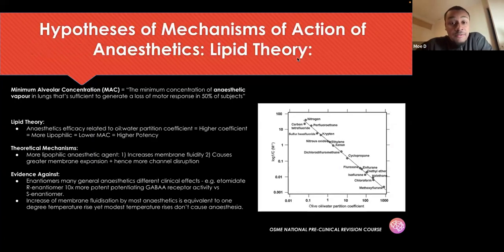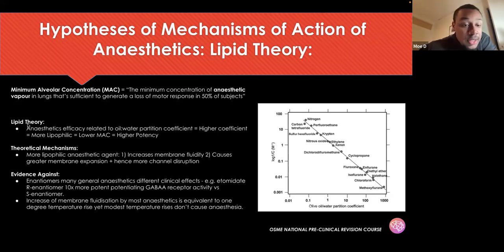So now moving on to hypotheses of the mechanisms of action of anesthetics. This is all Part B content, but it can be useful to revise in case it comes up in your essays. This is the lipid theory. So just to give a Part A definition in contrast, minimum alveolar concentration is the minimum concentration of anesthetic vapor in the lungs that's sufficient to generate a loss of motor response in 50% of subjects, i.e. MAC is measuring the potency of an inhalational anesthetic. And if your inhalational anesthetic is more potent, then it has a lower MAC.